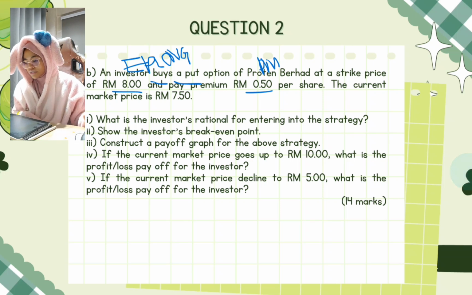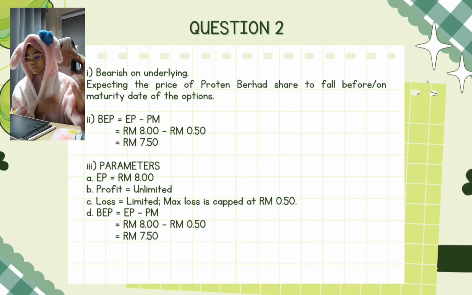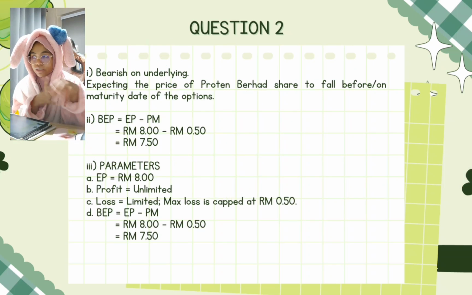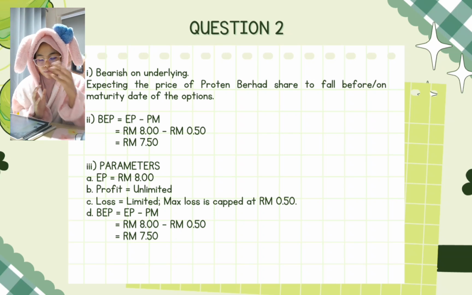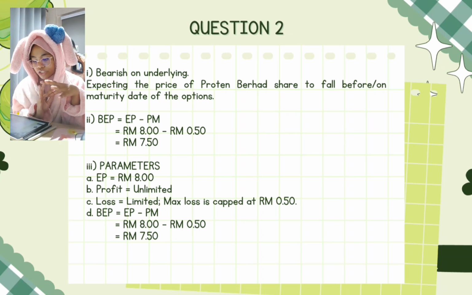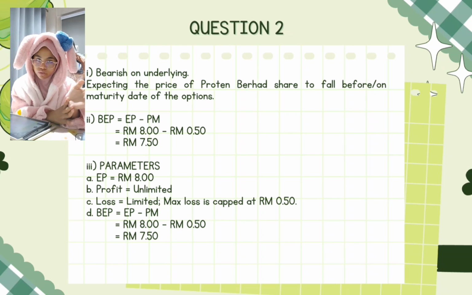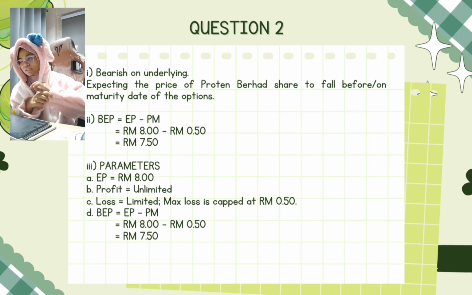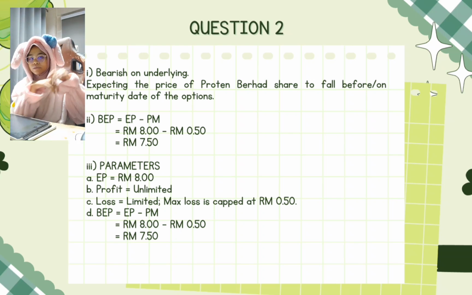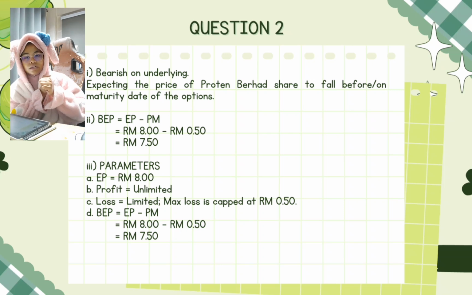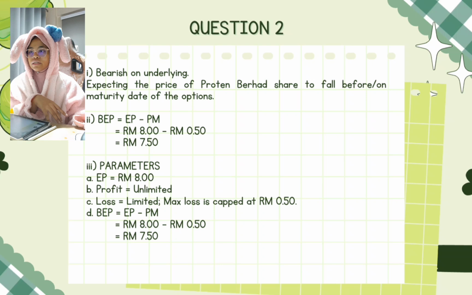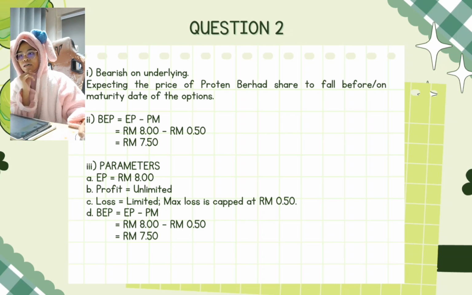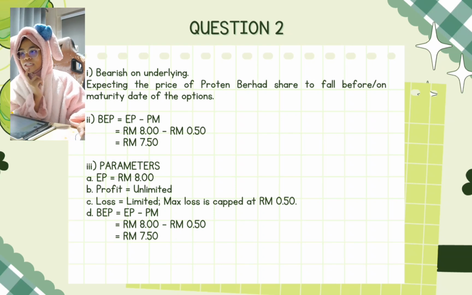So the answer is, the rationale is bearish on the underlying, because this is a long put. Basically the investor is expecting the price of Pro10 Berhad share to fall before or on the maturity date of the options. So to calculate the BEP for a long put is basically exercise price minus premium, which is 8 ringgit minus 50 cents equals 7 ringgit 50 cents.